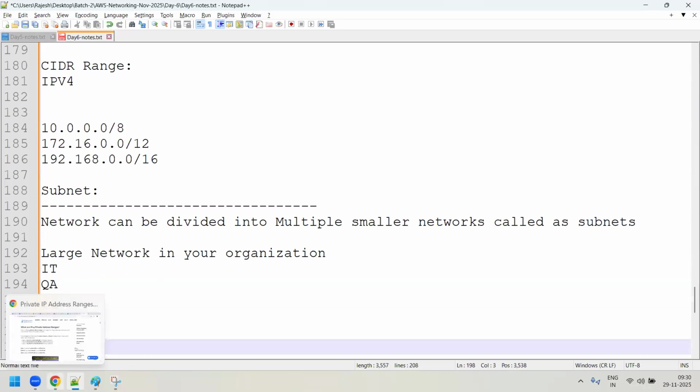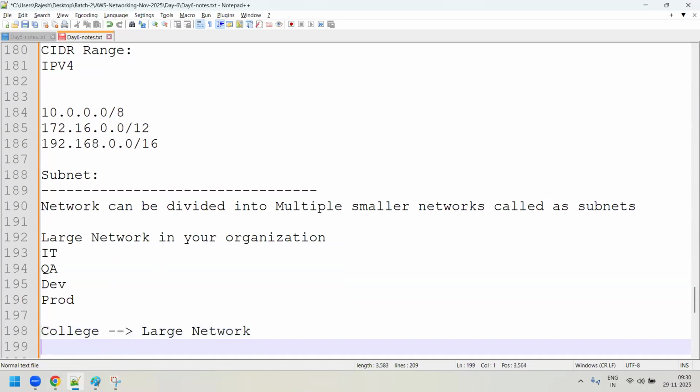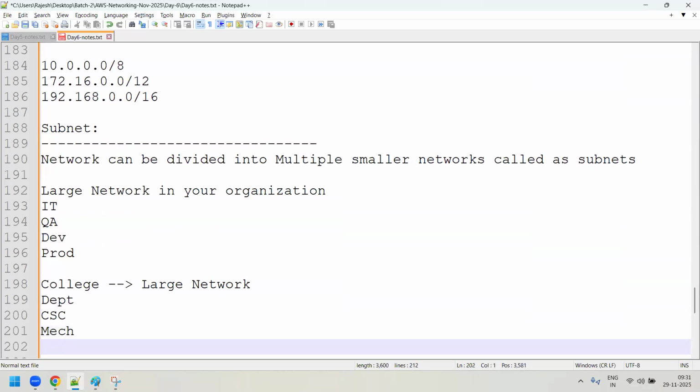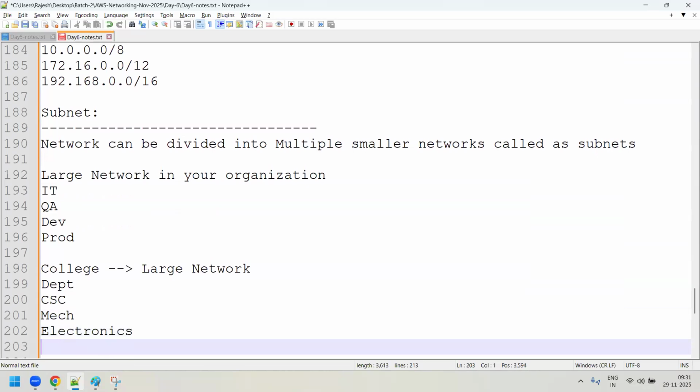Similarly, if you go to a college, same thing, sir. The college has a large, big network. But within the college there are so many divisions and departments, for example the CS department, the mechanical department, the electronics department, as well as libraries. For each and every department, you need to give some network, some CIDR range. So you can take that whole large network and divide it among these different departments. That is what we call subnetting.